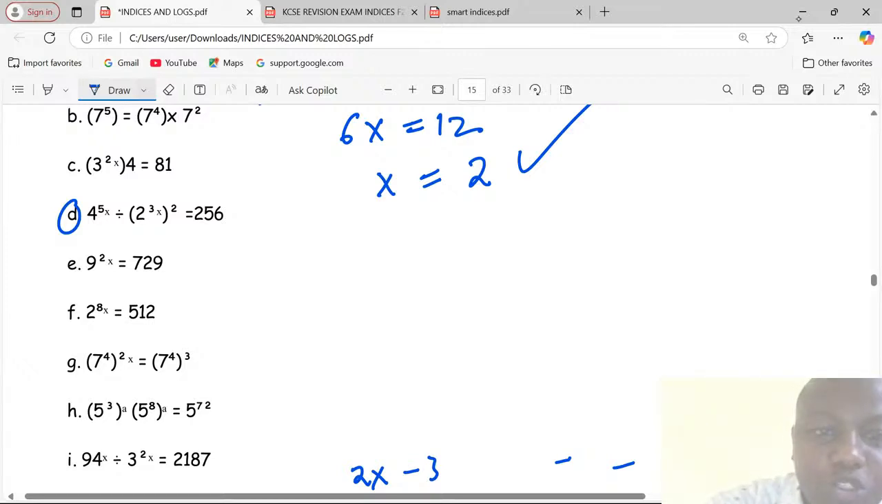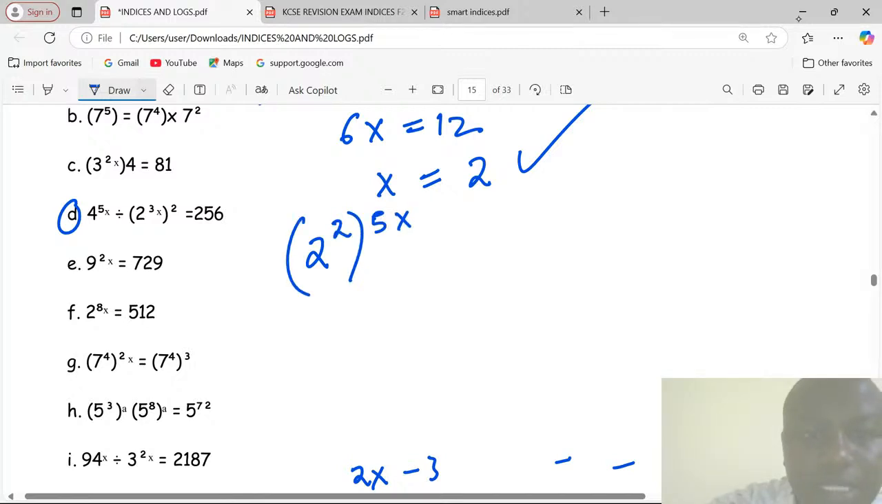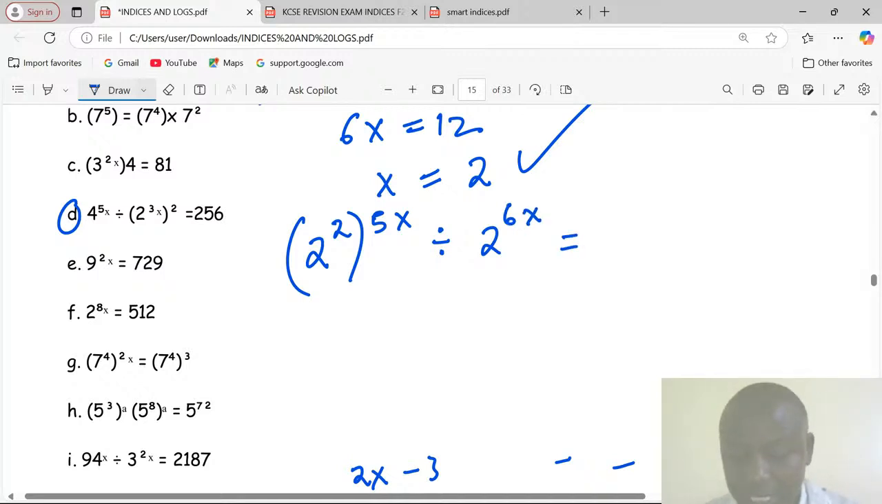So 4 becomes 2 squared. So 2 squared, and there is already a power of 5x. This is divided by 2 power 3x, then it has been squared. So that becomes 6x, equivalent to 256, which can be written as 2 power 8. So 2 to the power of 8 is equivalent to 256.